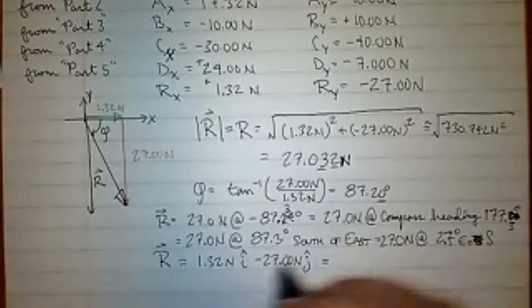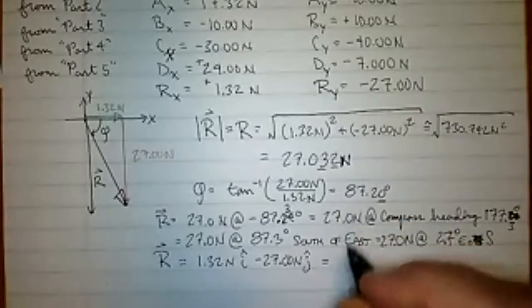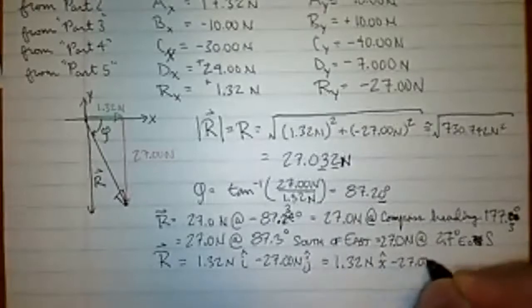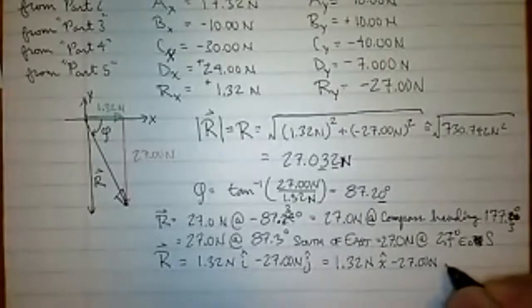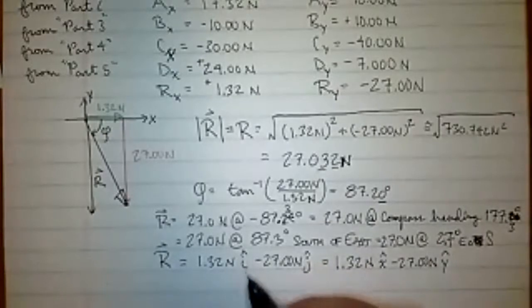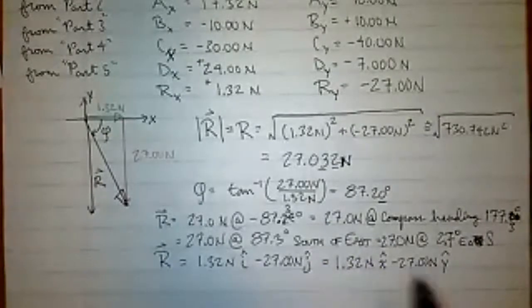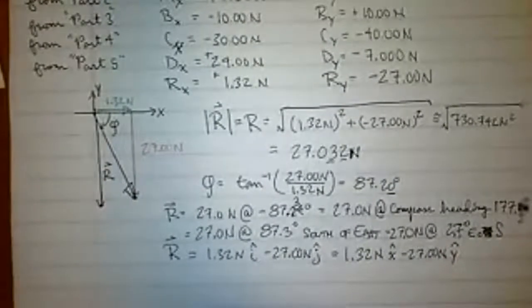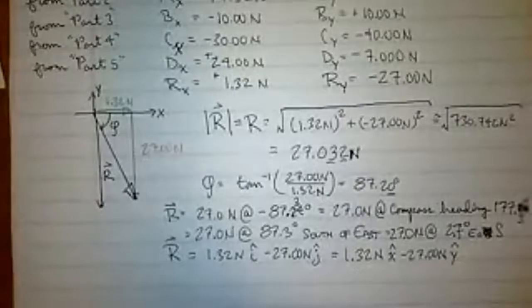Or we could also use, because a lot of times students just forget which one's i, j, and k, you could say it's 1.32 newtons x hat minus 27.00 newtons y hat. And then other ones just use things like e1, e2, and e3. So they literally put a lowercase e1 for i, a lowercase e2 for j, or crazy stuff like that. All those are acceptable. And that's the way you can go about adding vectors and then resolving them in components.